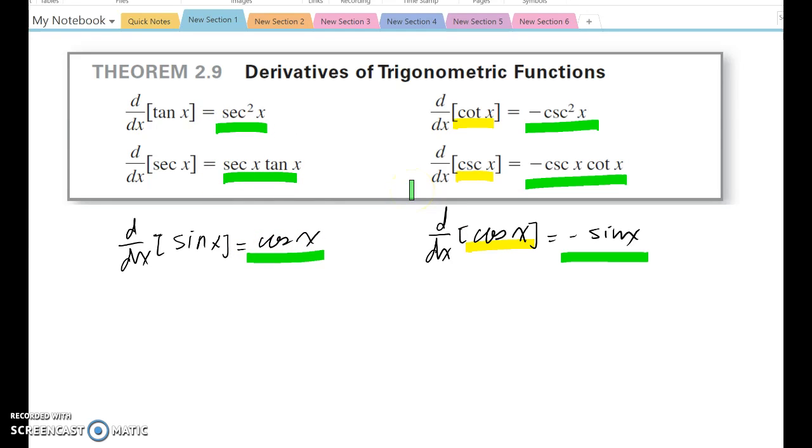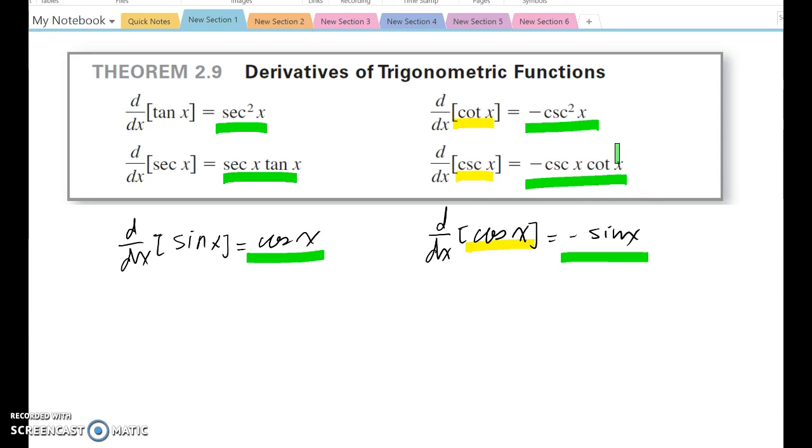And then you may think tangent and secant are like a couple, and cotangent and cosecant are another couple. So the derivative of tangent is secant square x, as you see here. Cotangent x becomes negative cosecant square x. Then the derivative of secant is secant x tangent x. The derivative of cosecant x becomes negative cosecant x cotangent x.